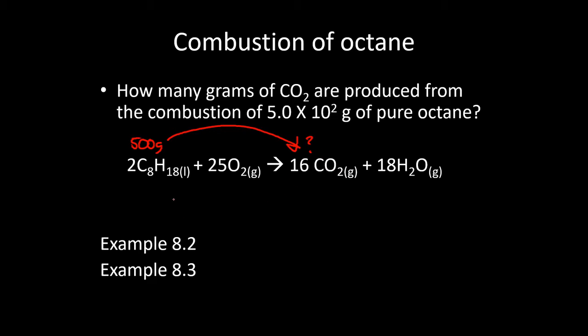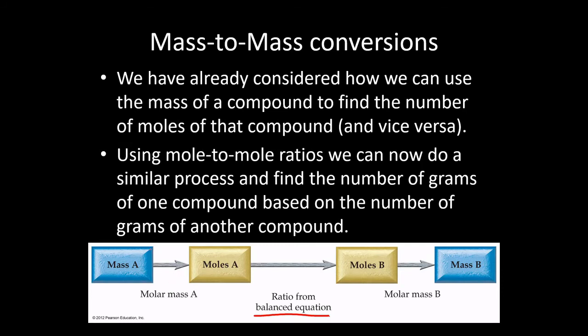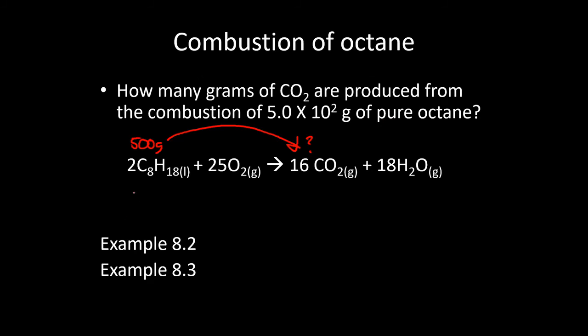produced? So once again, it's going to be a mass to moles to moles to mass conversion, where we switch the thing that we're looking at halfway through from one molecule to another. So the first thing we're going to do is convert our 500 grams of octane into a number of moles of octane. So we have 500 grams, and I'm just writing out 500 instead of 5.0 times 10 to the 2, just because it's smaller. Save myself some room. And this is octane.